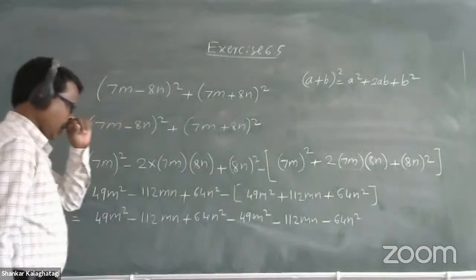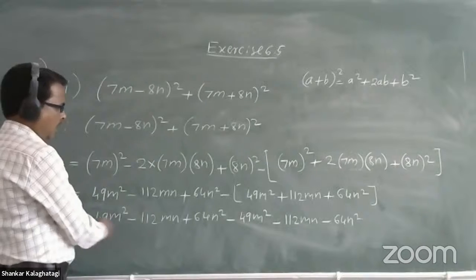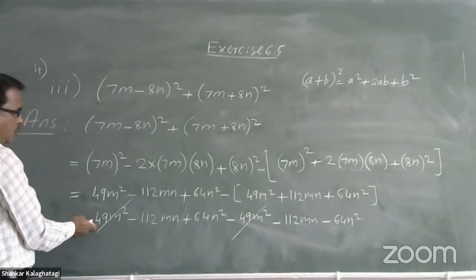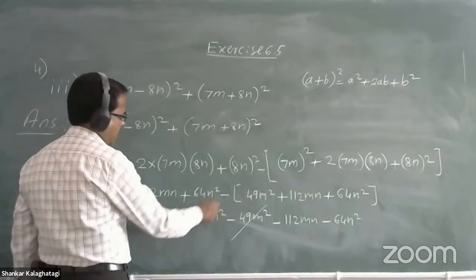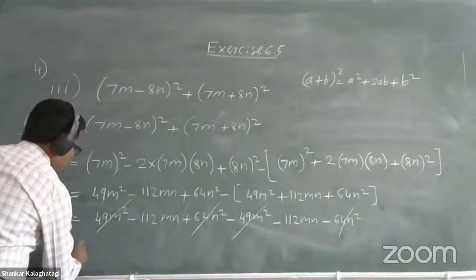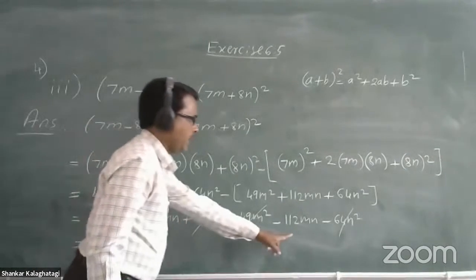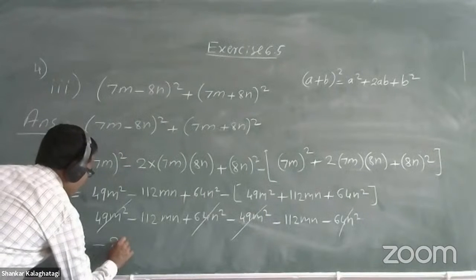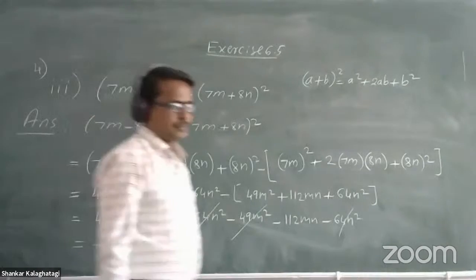So here some terms are the same. Plus 49m^2 minus 49m^2, plus 64n^2 minus 64n^2, that is 0. What is remaining? Minus 112mn minus 112mn, that is minus 224mn. This is the answer.